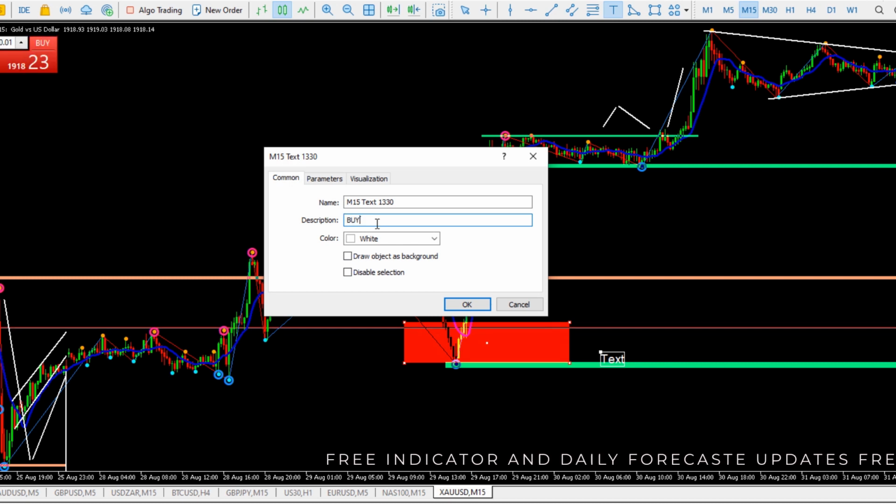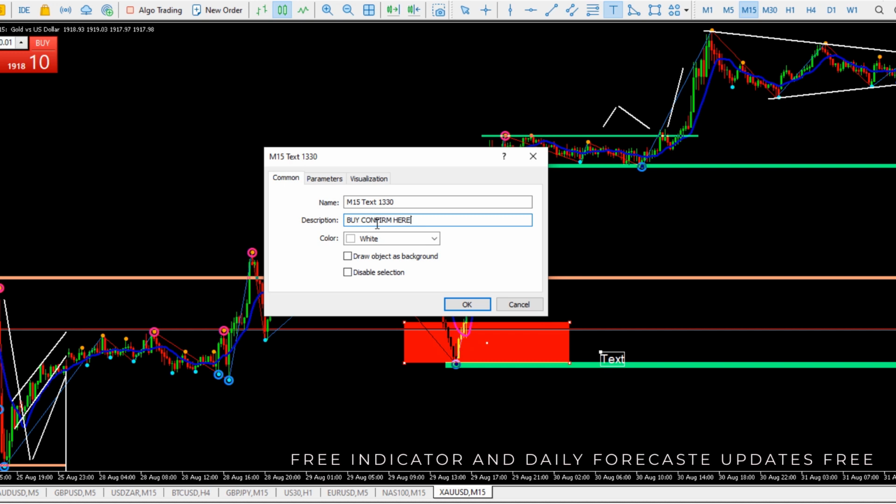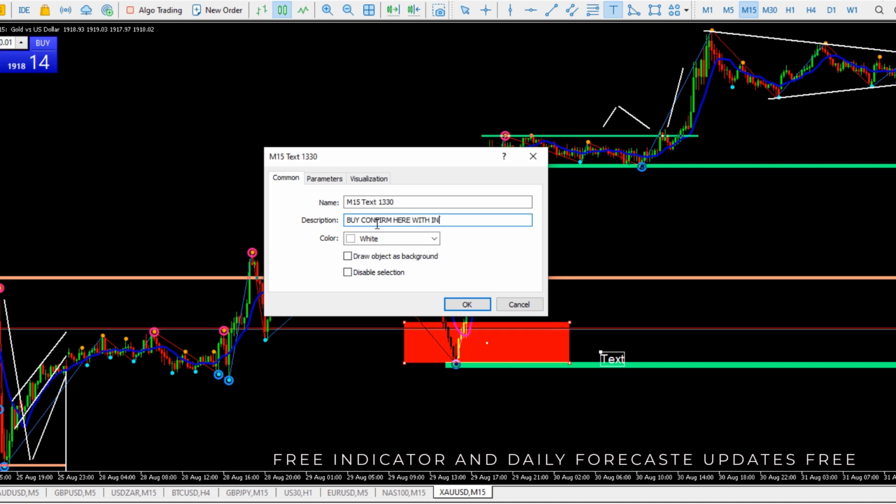Here is a buy example. The buy signal appears here after 5 candles, and it is confirmed with the moving average crossover.